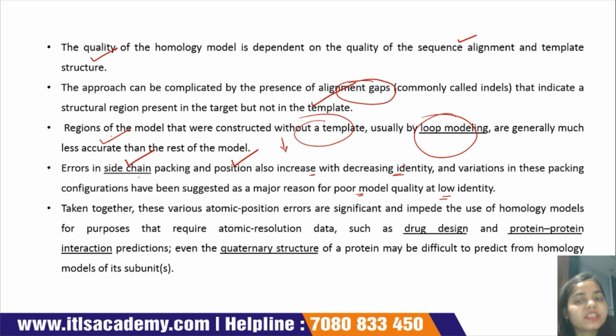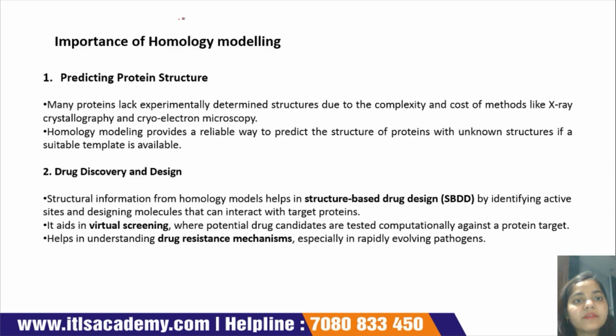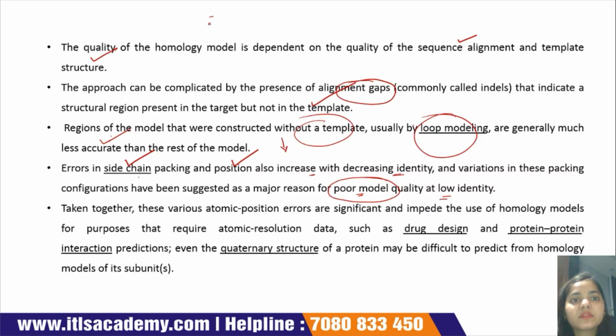Identity and variation are inversely related: whenever the variation increases, identity decreases. This variation in packing configuration has been suggested as the major reason for a poor model at low identity. Whenever the identity decreases and variation increases, then most of the time poor models are designed.